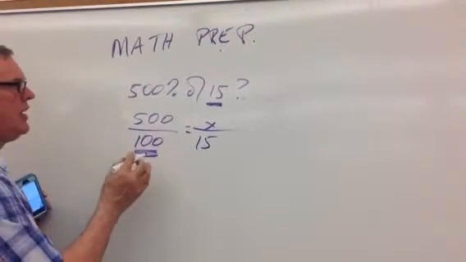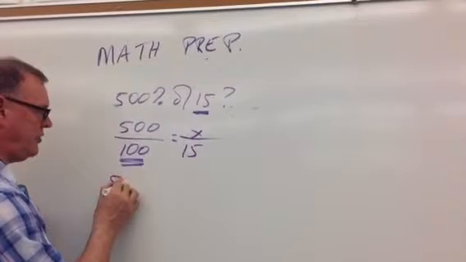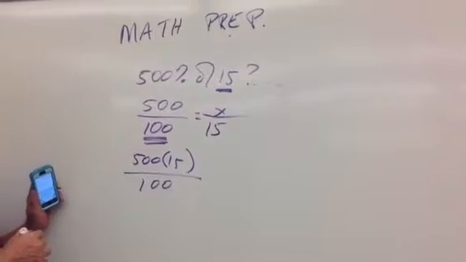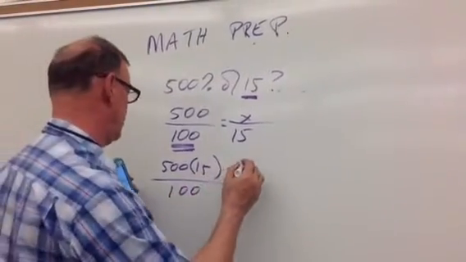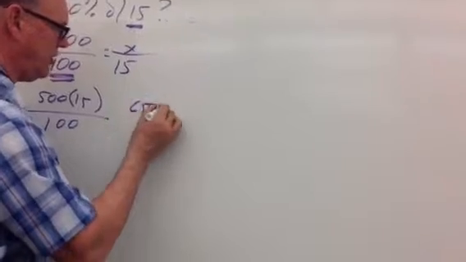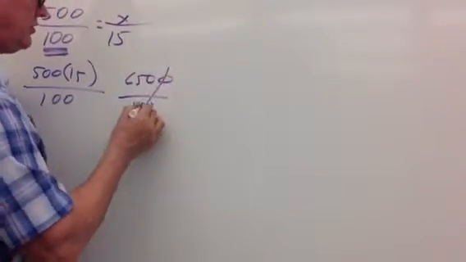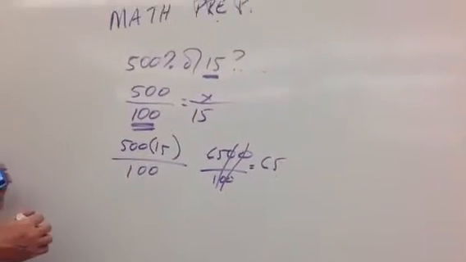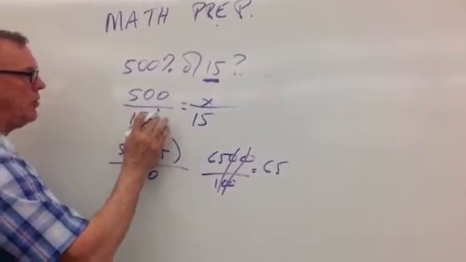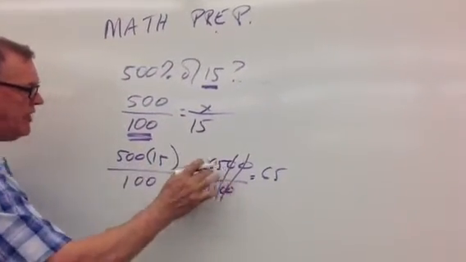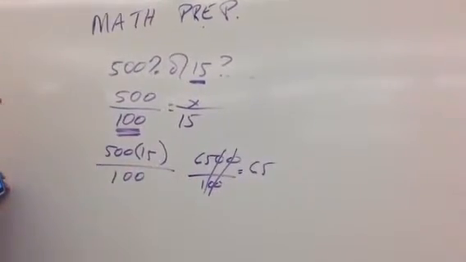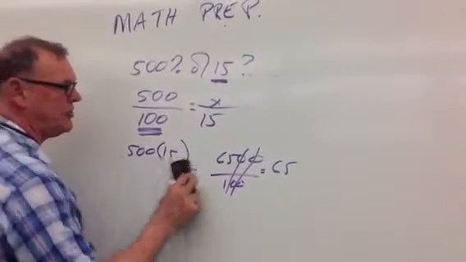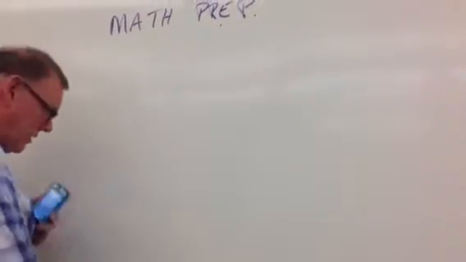It's our unknown. Then to solve, we just go 500 times 15 divided by 100, right? And let's see, let's say that 7,500 divided by 100 is 75. Okay, if I've done my math right. So you go 500 times 15 divided by 100. If you force yourself to set it up, you're going to get the right answer. Okay? All right, next.